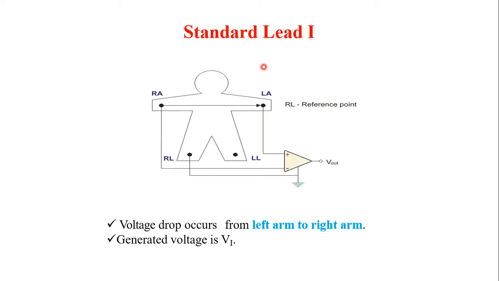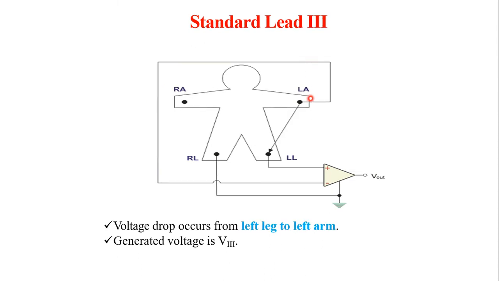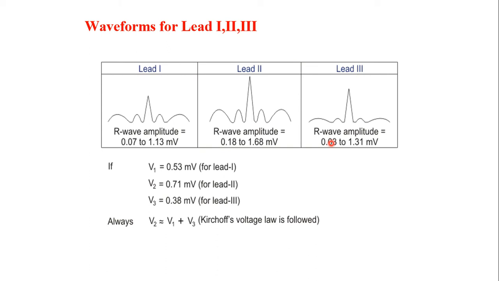Let us see the limb systems in detail. This is standard lead 1. Always the right leg will be connected as the reference. When it is taken across the right arm and left arm, it is given to the positive potential of an op amp, and the right leg is given as the reference. When the potential is measured between the right arm and the left leg, with the right leg as the reference, it is called lead 2. Similarly for lead 3, left arm and left leg, and finally the right leg is the reference. These three forms are the bipolar limb leads. These are the corresponding waveforms for lead 1, lead 2, and lead 3.